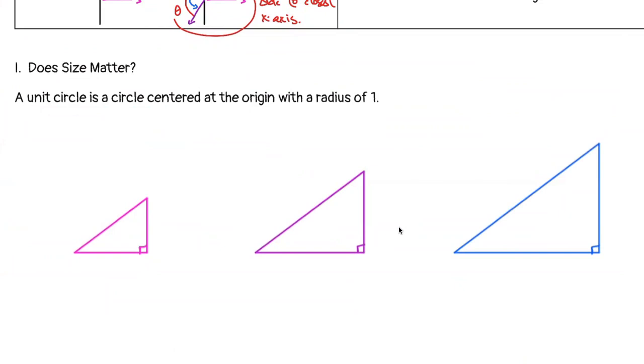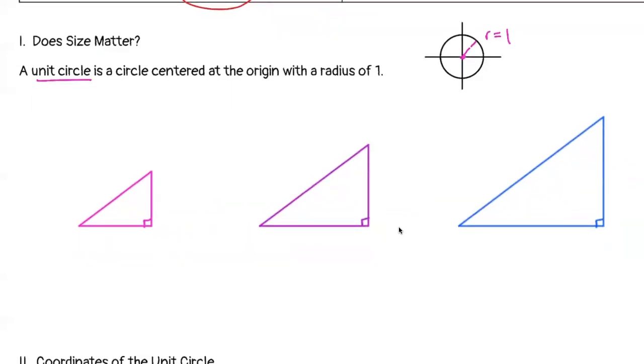A unit circle, by definition, is a circle that is centered at the origin that has a radius of one. So if I were to sketch a quick diagram over here, right, we've got a unit circle, okay, because the origin is at the center of that, and the radius is one. So any circle that is centered at the origin and has a radius of one, we would just call a unit circle. Okay.